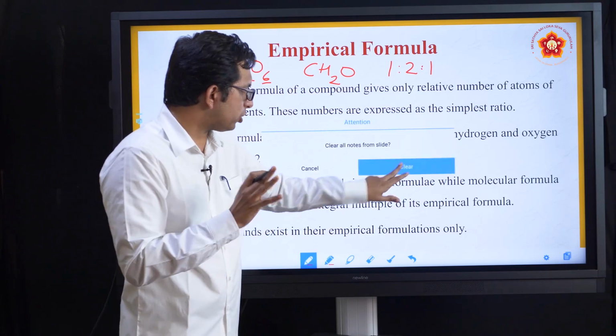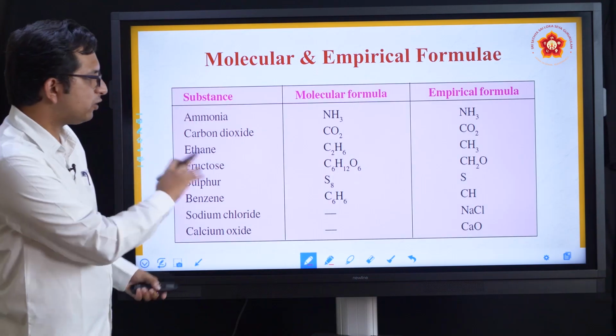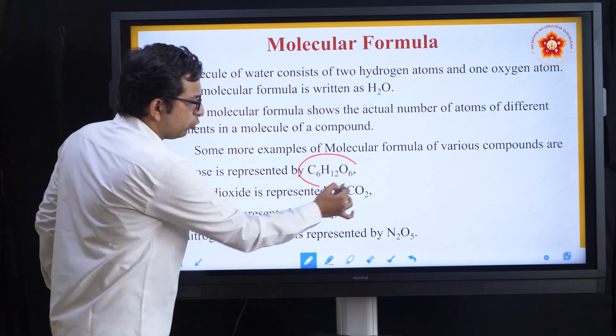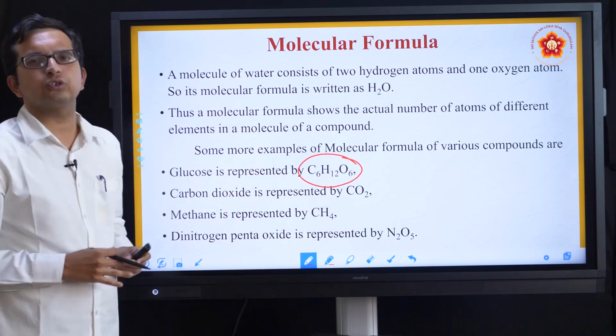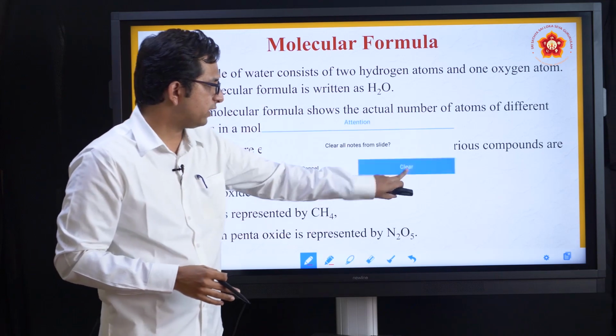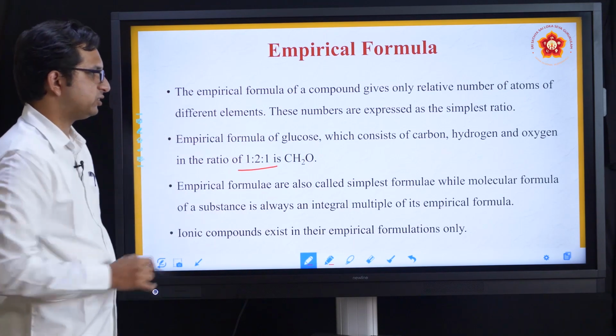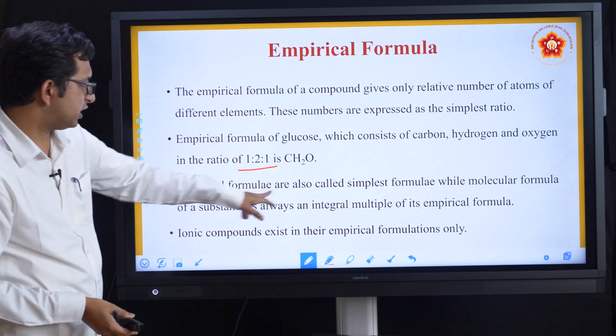So this is one important difference that we have to understand, that in molecular formula we are more concerned about the total number of atoms that are required so that they form a stable compound, whereas in empirical formula we just are concerned about the simplest ratio which is there. That is the difference that has been shown here.